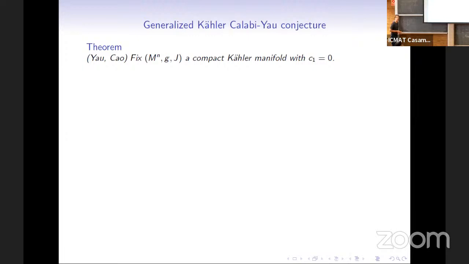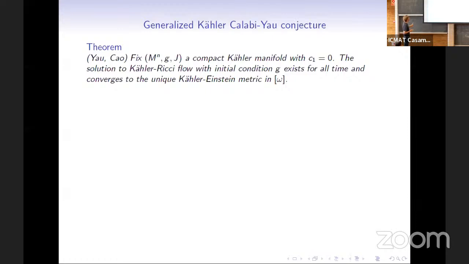I just want to say a few words, a bit more precisely, about what this generalized Kähler-Calabi-Yau conjecture should be, from some recent work. The initial theorem proved about Kähler-Ricci flow was a new proof of the Calabi-Yau theorem due to Cao. It goes like this: if I fix a compact Kähler manifold with vanishing first Chern class, then the Kähler-Ricci flow exists globally and converges to the unique Kähler-Einstein metric in the Kähler class. It's the most satisfying flow result you could prove. We have a complete description of what happens, and it's a new proof of the Calabi-Yau theorem, giving the existence a priori.